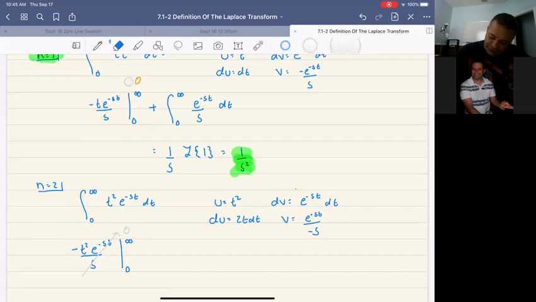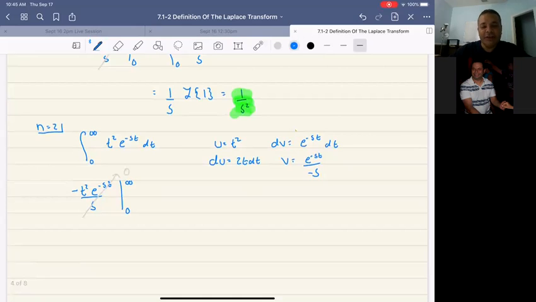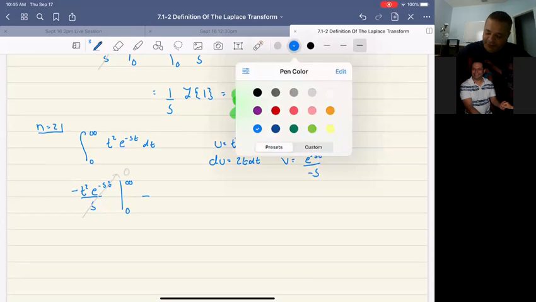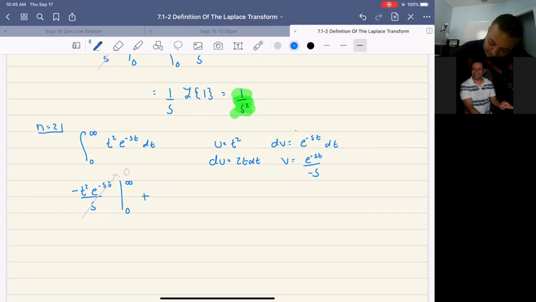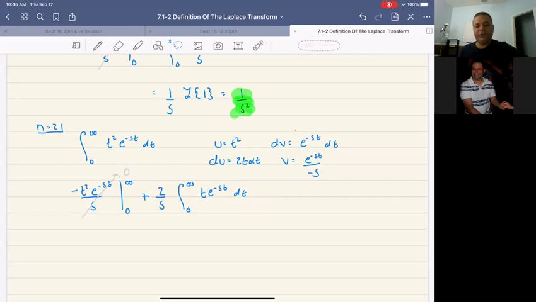Minus, but the minus from integration by parts together with this minus s is going to become plus. This time I'm smart enough to pull out that s. The integral from 0 to infinity, and now I have 2 t e to the negative st dt. I'm even going to pull that 2 out in front. So this is 2 over s times the Laplace transform of t. So that becomes 2 over s cubed.